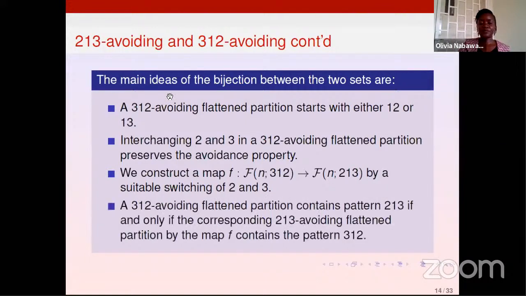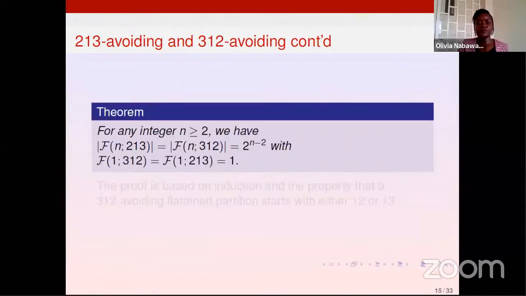And then finally, we also make use of this last idea: a 312 avoiding flattened partition contains pattern 213 if and only if the resulting 213 avoiding flattened partition under this map contains a pattern 312. So these basically are the main ideas in the proof of the bijection in the previous theorem. Okay.